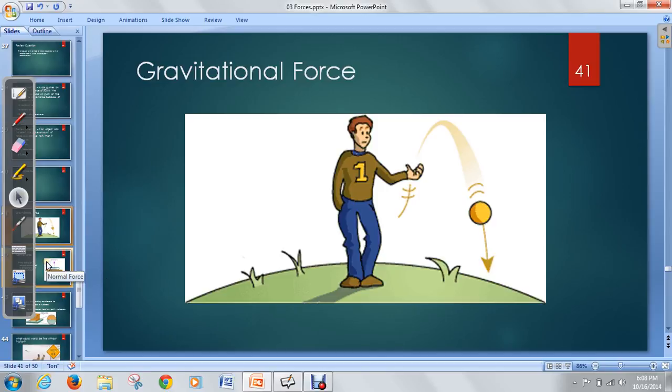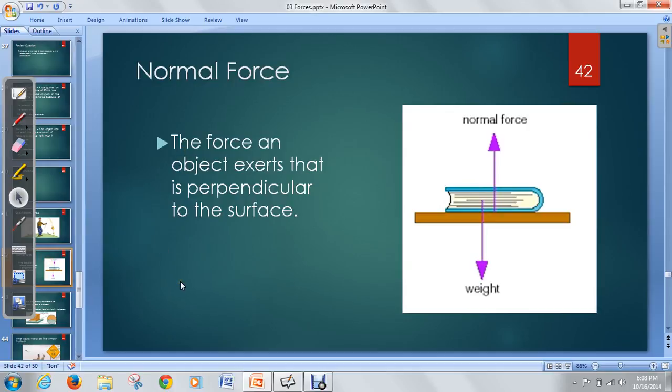And then we had the normal force. That's the force an object exerts in the perpendicular direction to the surface. So if I put a book on the table, the table is going to push up on the book. It doesn't like being pushed on, so it pushes back.